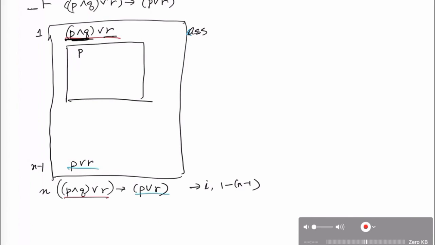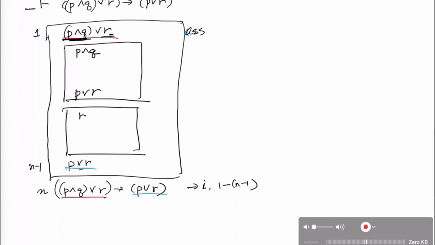So first we assume this and try to derive P or R. The next one is the same thing: case 2 assumption here, R, and try to derive P or R. So we have to fill in the middle. This is our assumption, and this is also our case assumption. Now our goal is to prove each of the boxes.